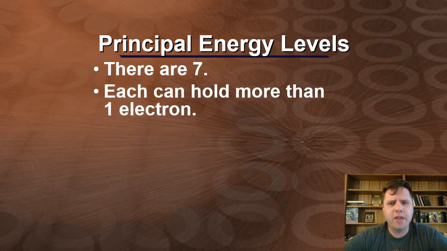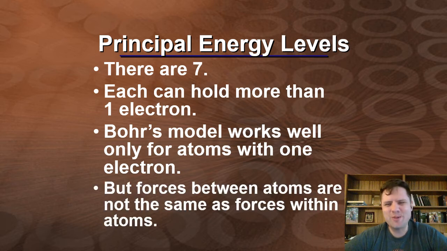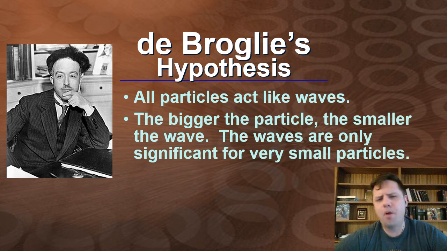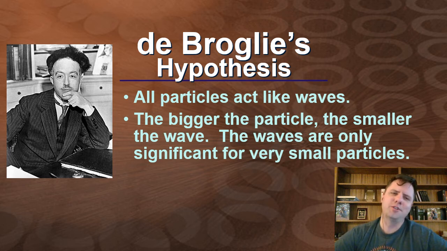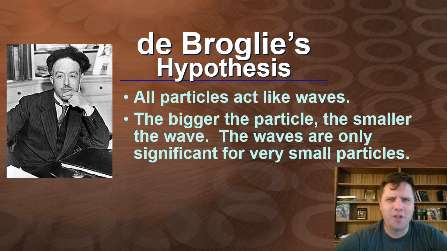So there are 7 principal energy levels, and each level can hold more than 1 electron. Bohr's model works well only for atoms with 1 electron, but forces between atoms are not the same as forces within atoms. And for this reason, some other scientists come into the picture to further develop the atomic model. De Broglie's hypothesis is that all particles act like waves, and the bigger the particle, the smaller the wave. The waves are only significant for very small particles. But notice, we're talking here about subatomic particles, very, very small particles.